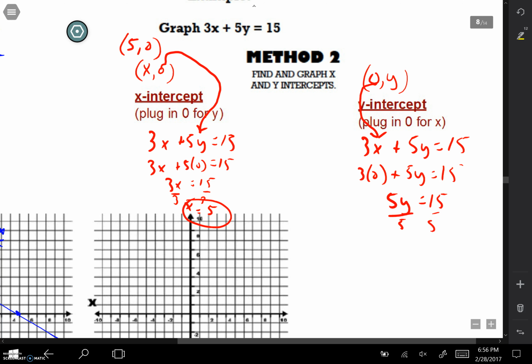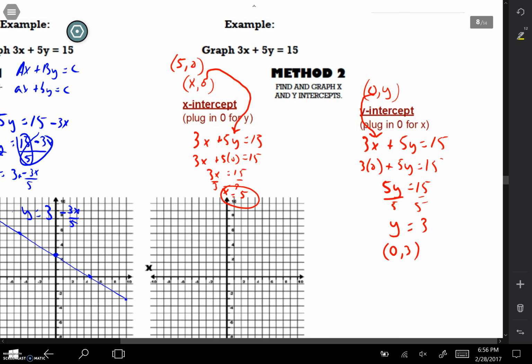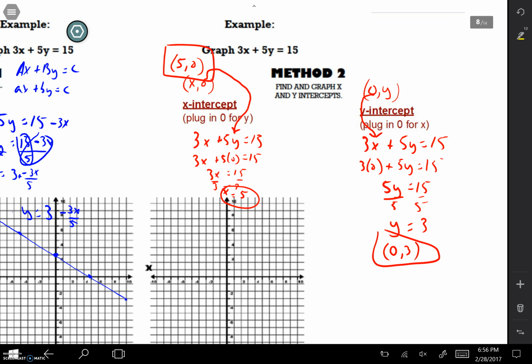Divide both sides by 5. Y is equal to 3. So my y-intercept is 0, 3. Now that I have these 2 points right here, solved it algebraically for the x-intercept by putting in 0 for y, solved the y-intercept by substituting 0 in for x, I can plot those 2 points.